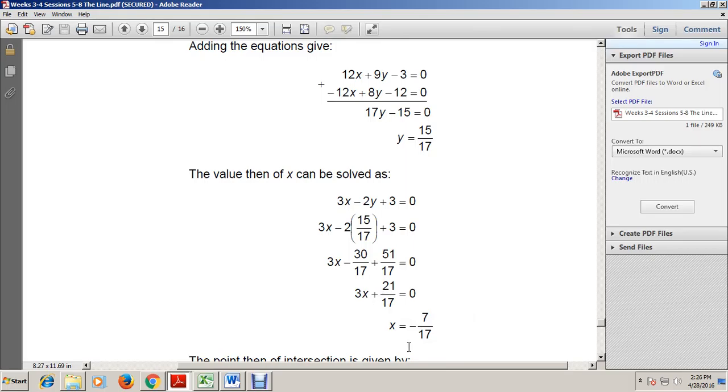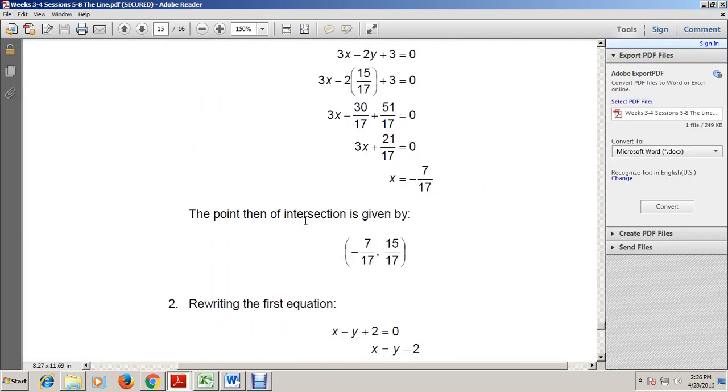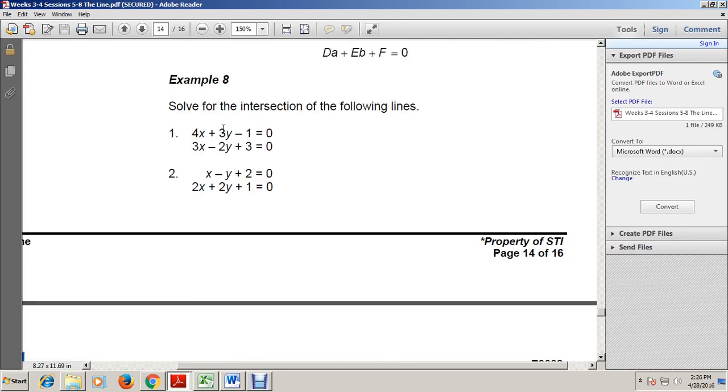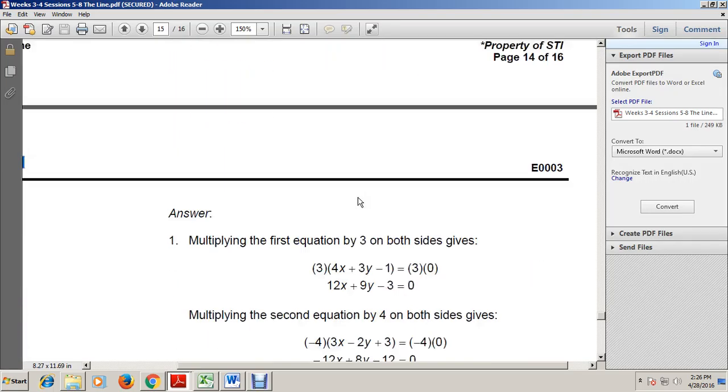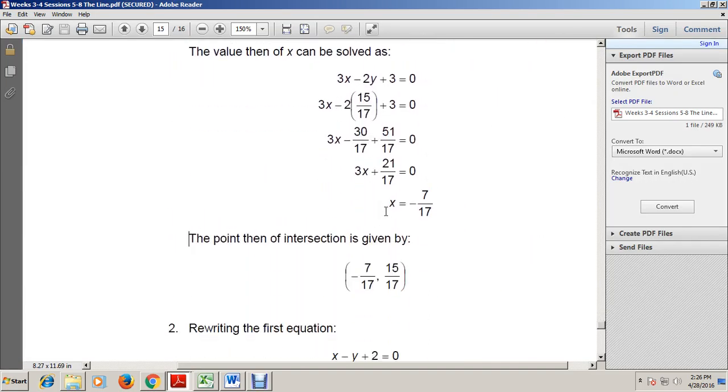Okay, so what we have done here is that we have already solved for the value of x and the value for y. The value for x and the value for y would serve as the intersection of the two lines, 4x plus 3y minus 1 and 3x minus 2y plus 3, and what we have solved is the point of intersection of the two lines. Okay, so this is the point of intersection.